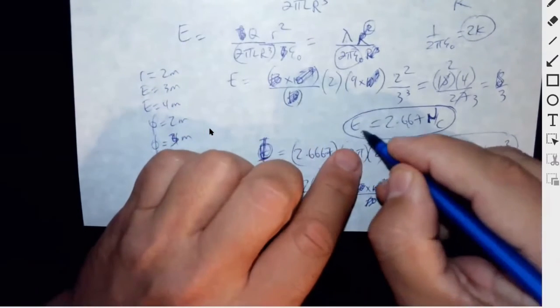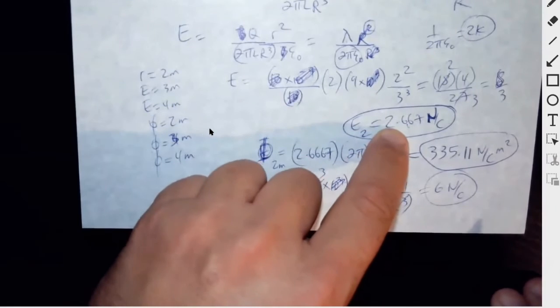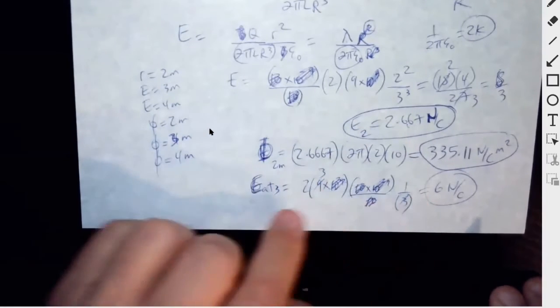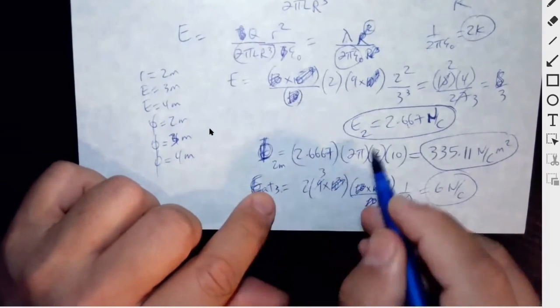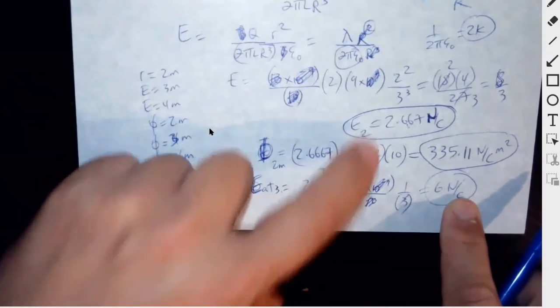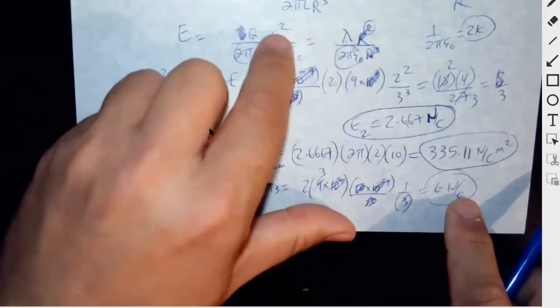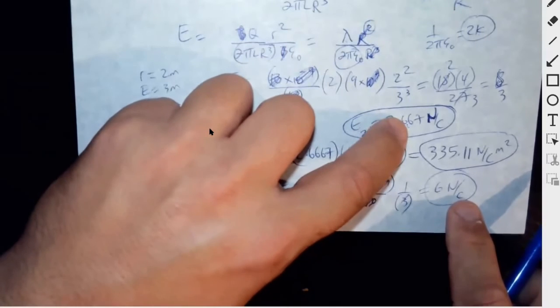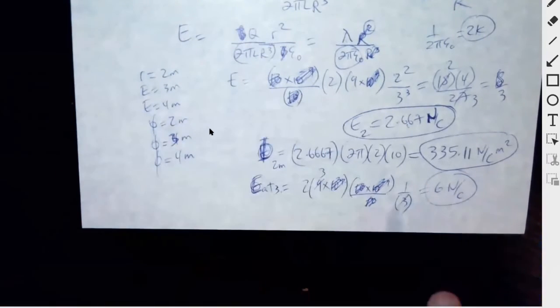Okay, so you see the electrical field increases as a square function. So at 2 meters, it's still very weak. But by the time you get to 3 meters, from 2 to 3, look how much it increases, because it's a square function, right? So it increases from 2.66 all the way to 6.